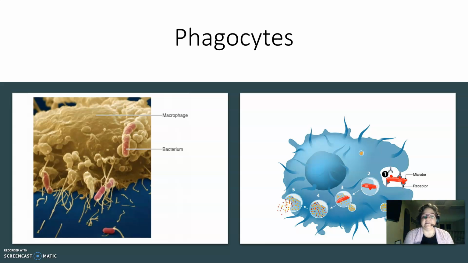The left-hand side there is a picture of a macrophage. You can see its little finger-like projections coming out, grabbing the bacteria and bringing it in. On the right-hand side is a cartoon drawing of the same thing. We're going to talk more about how the cells have these appendages that can attract foreign particles and bring them into the cell, and they do their digestion within the cell.